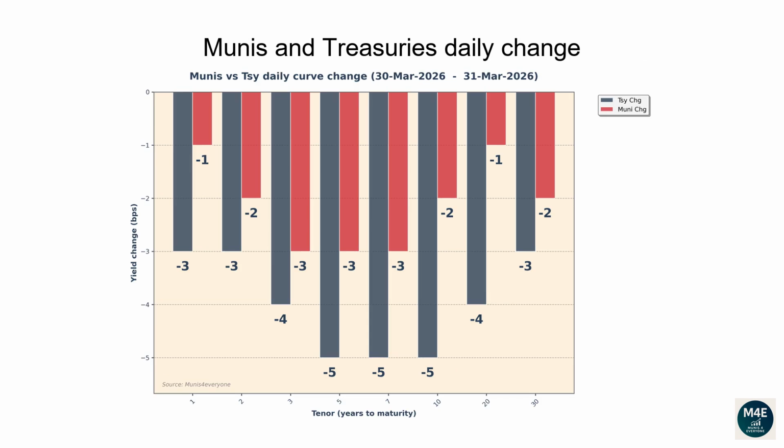Munis and Treasuries daily change. This graph shows how both Munis and Treasury yield curves have changed versus the prior business date. They usually tend to move in the same direction, even though it's not uncommon to see days during which they move in the opposite directions.